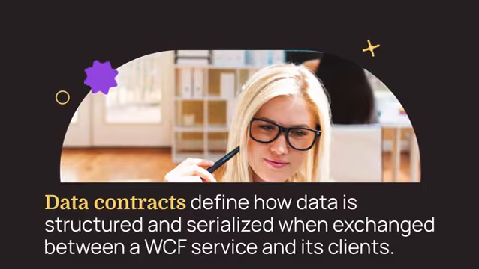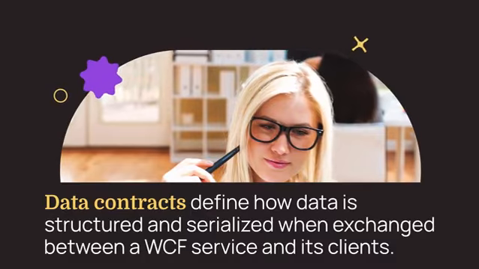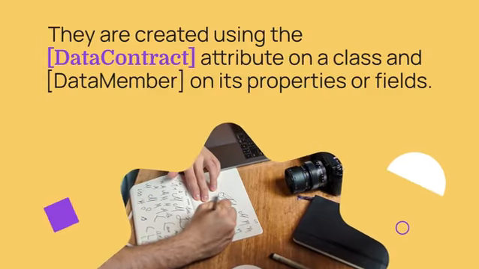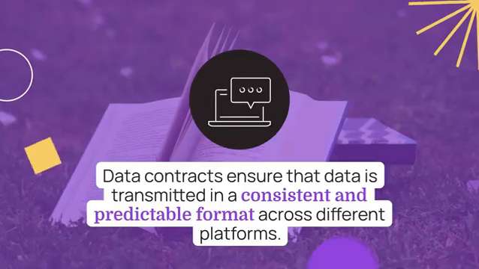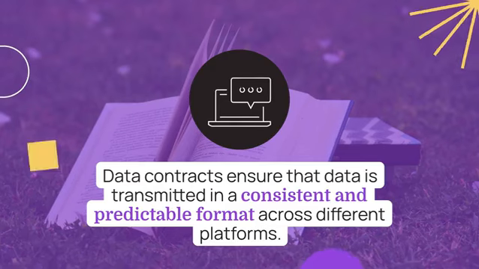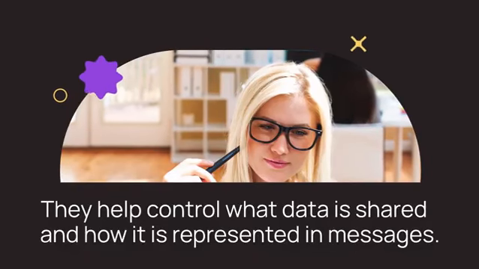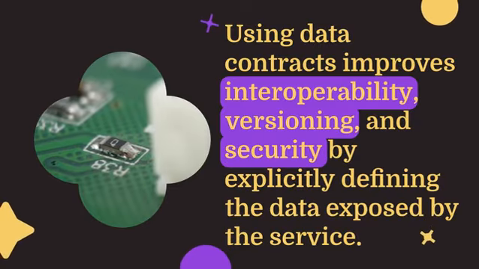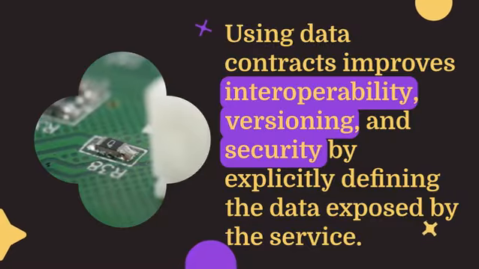Data contracts define how data is structured and serialized when exchanged between a WCF service and its clients. They are created using the data contract attribute on a class and the data member attribute on its properties or fields. Data contracts ensure that data is transmitted in a consistent and predictable format across different platforms. They help control what data is shared and how it is represented in messages. Using data contracts improves interoperability, versioning, and security by explicitly defining the data exposed by the service.